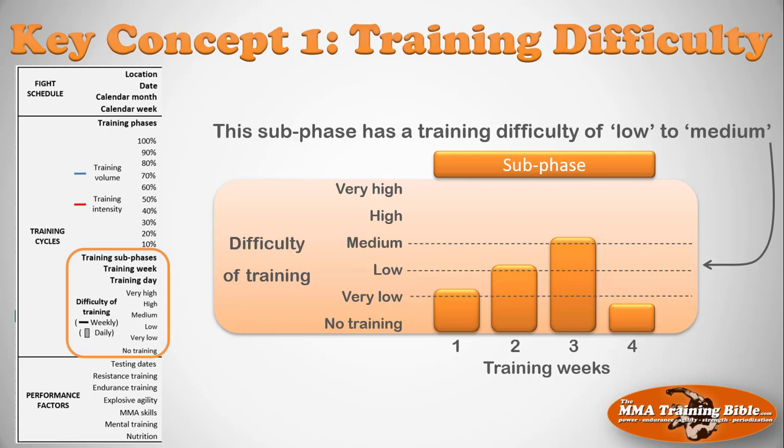Training difficulty can be influenced in many different ways, and most of them are controllable. And we want to make sure that we're planning our training difficulty in advance of our workouts to ensure that we have an optimal adaptation to training. That is, we're not overtraining and we're not undertraining. And this level of planning, it's done at the level of the training subphase. And remember, a subphase, it's just a grouping of training weeks.